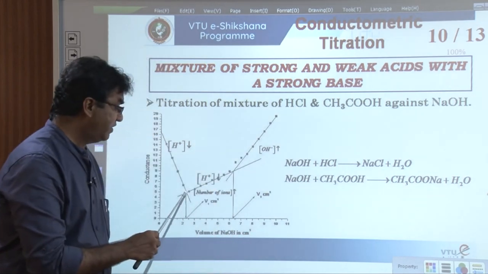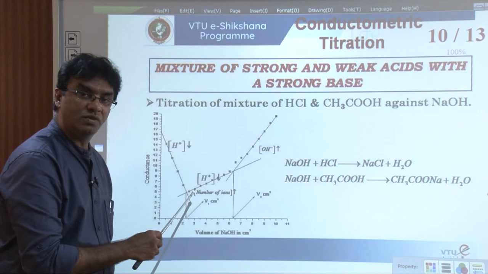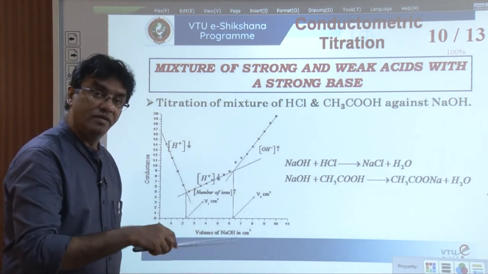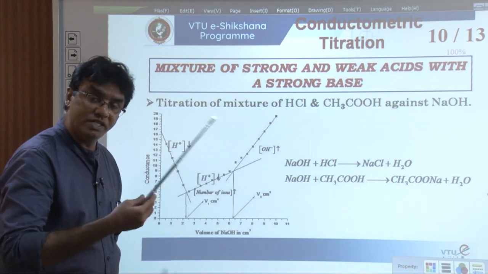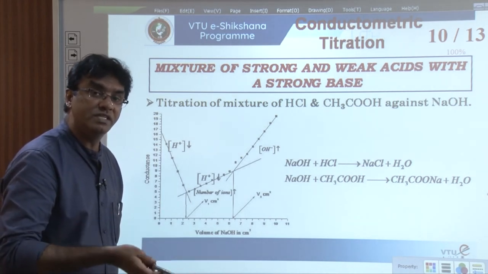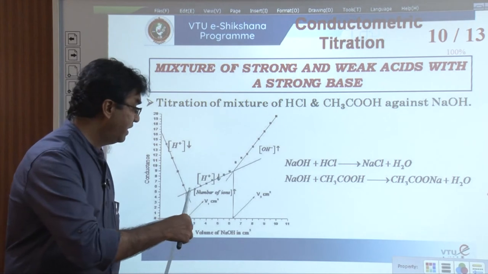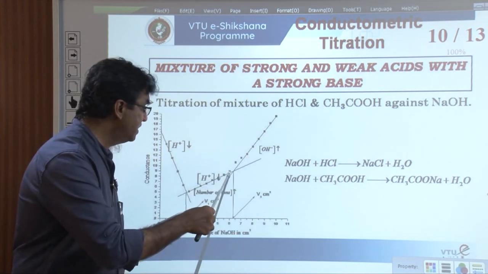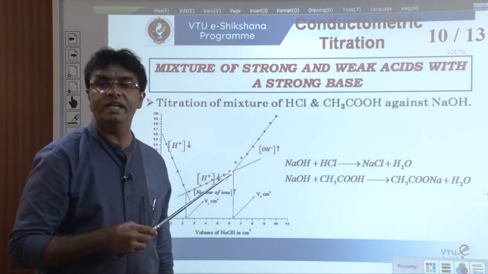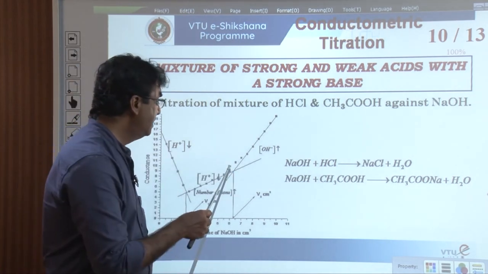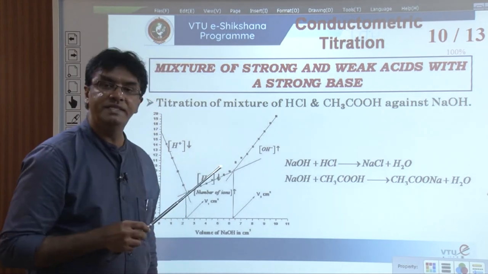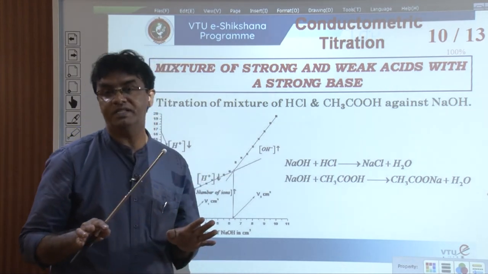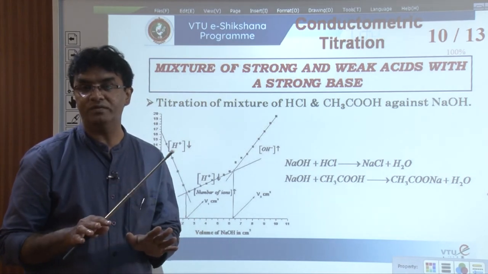That's the reason after this point where all the HCl is neutralized, you're still continuing the addition of NaOH. NaOH leads to the formation of more and more sodium acetate. More and more sodium acetate, more and more ions, more conductivity. Therefore, you're observing a gradual increase in the conductivity, reaching one more point where all the acetic acid is neutralized, where all the acetic acid is over.